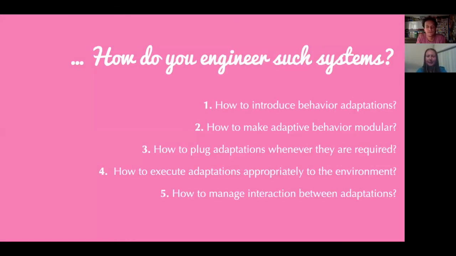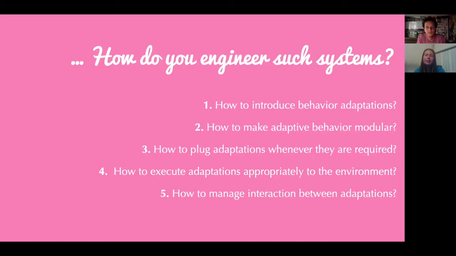So to break this down even further, we specify what it takes to engineer each of these two main components. And as we later discuss the capabilities of context-oriented programming, we'll be tying them to one of these five questions. The first four relate to engineering adaptivity of individual subsystems, and the fifth one to managing the interactions. So first, how do we define adaptations, and how do we define them in a modular way? The third question asks, how do we plug these adaptations into the rest of the system?